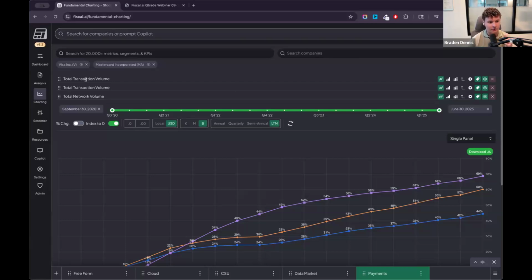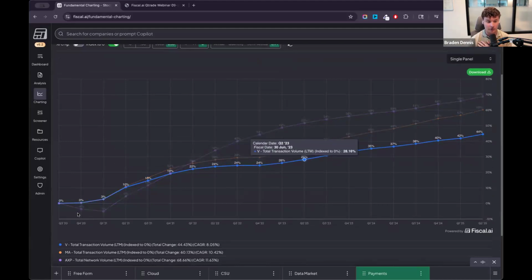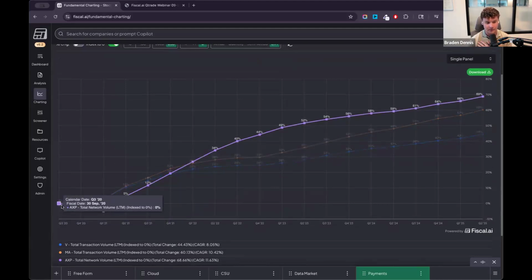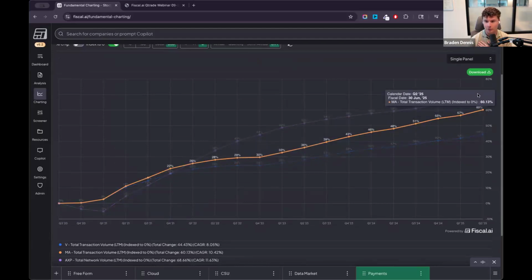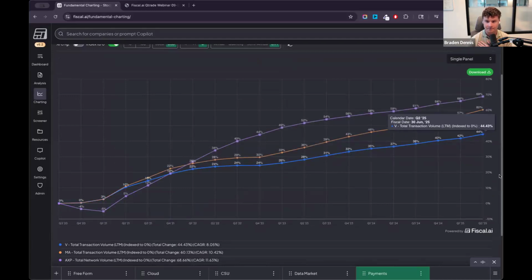So I've graphed out total transaction network volume across Amex, Visa, and MasterCard to just see transaction volume growth over time, basically from pandemic time forward. See who's taken the most market share over time in terms of growth. Amex has actually been leading the way. It is the smallest of the three in terms of transaction volume, so it does kind of make sense. But this is a really good way to comp, and I can do this with valuation ratios, stock price.